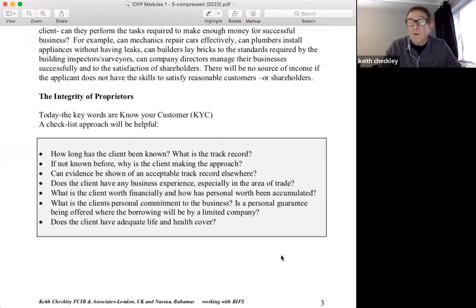If not known before, why is the client making the approach to you? Very important point. Maybe it's very genuine, or maybe it's because their business account has not been performing too well and they're having difficulties with their existing bankers. Can evidence be shown of an acceptable track record elsewhere if they are new coming into you? Does the client have any business experience, especially in the area of trade?